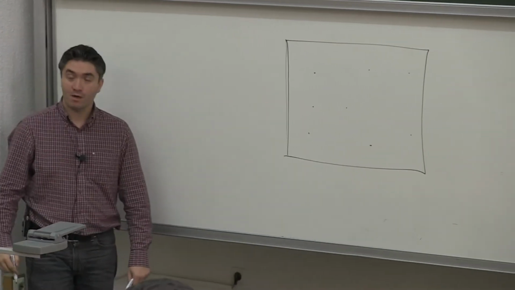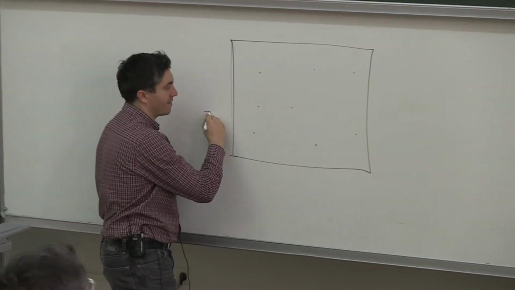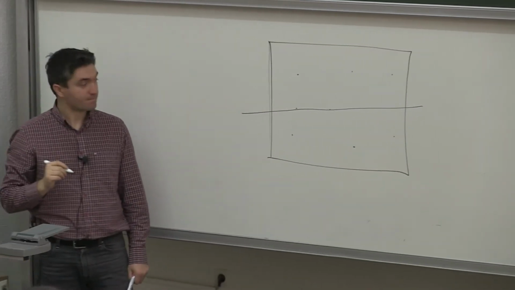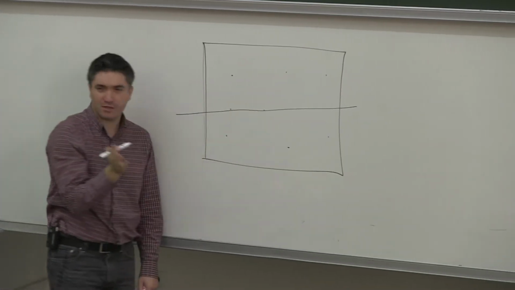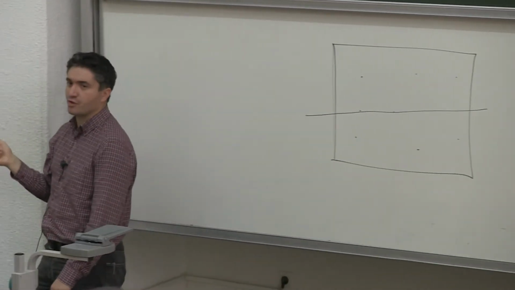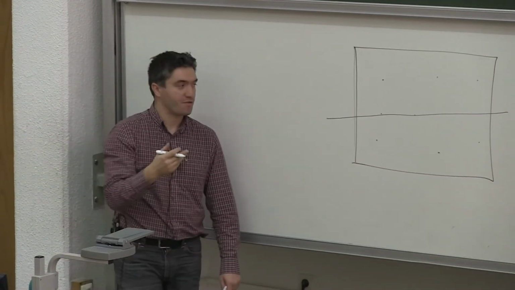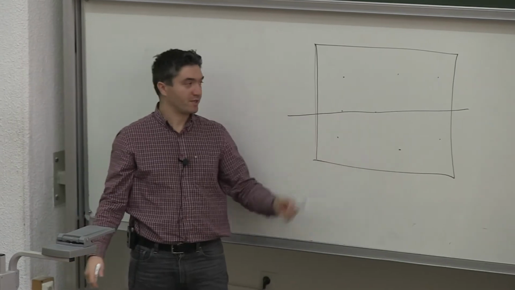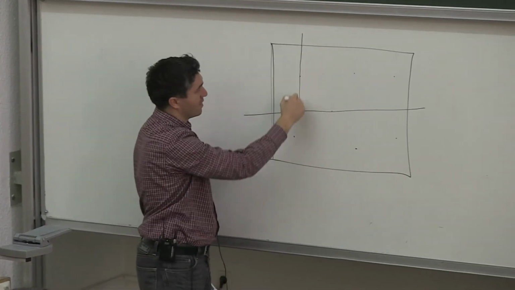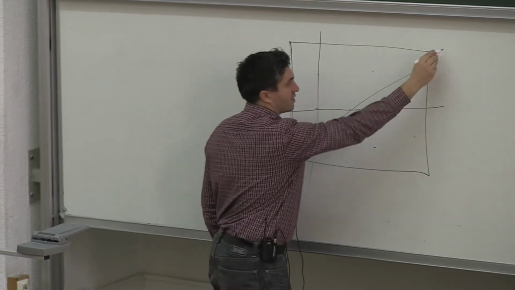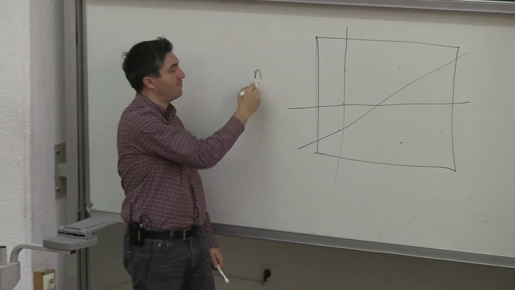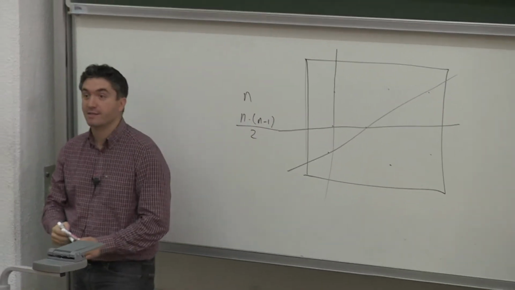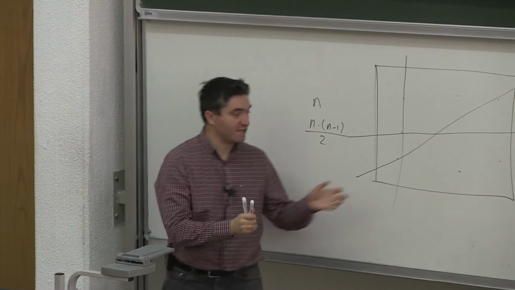And for each line that passes through two of these points, we don't need to consider degenerate cases yet. No three points on the same line. We can say at most 2 points are on the same line. So there are going to be n square such lines. If we have n points, there are going to be n times n minus 1 divided by 2 such lines that pass through two of these points.